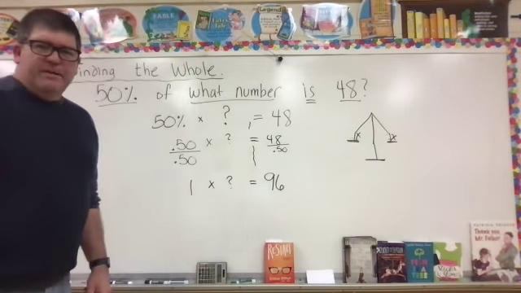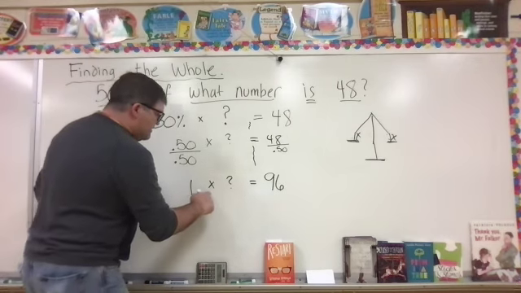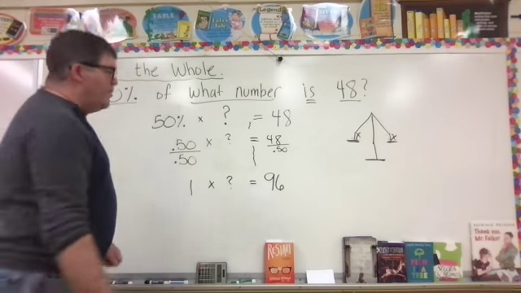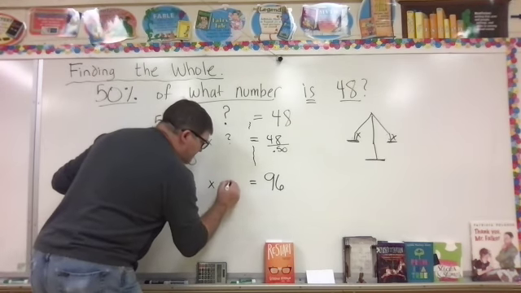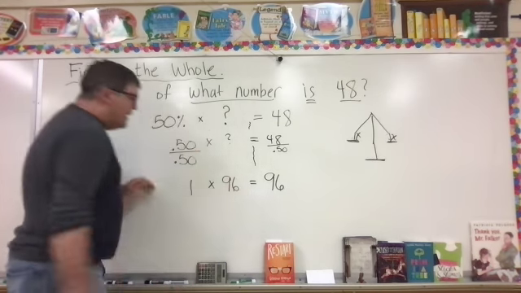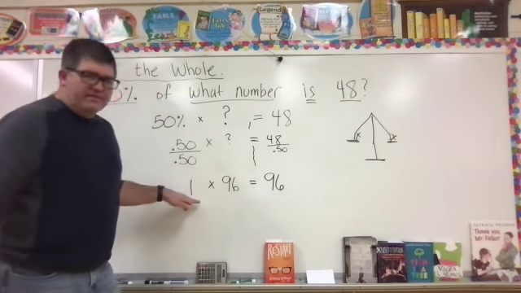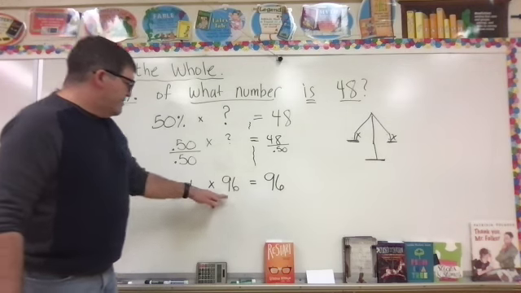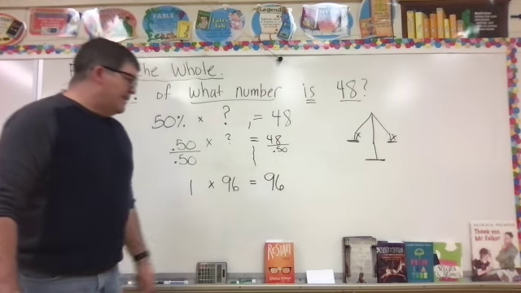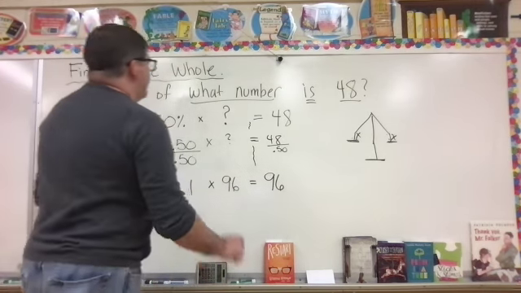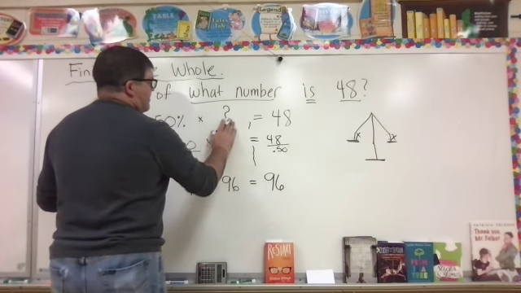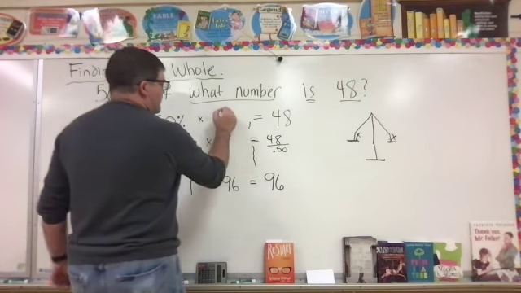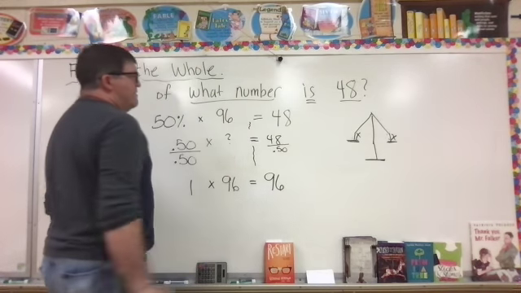So now I ask myself a question. 1 times what equals 96? Well, anything times 1 is going to be what you want. So 96 equals 96. Then I come back up here and I change my question mark to 96.